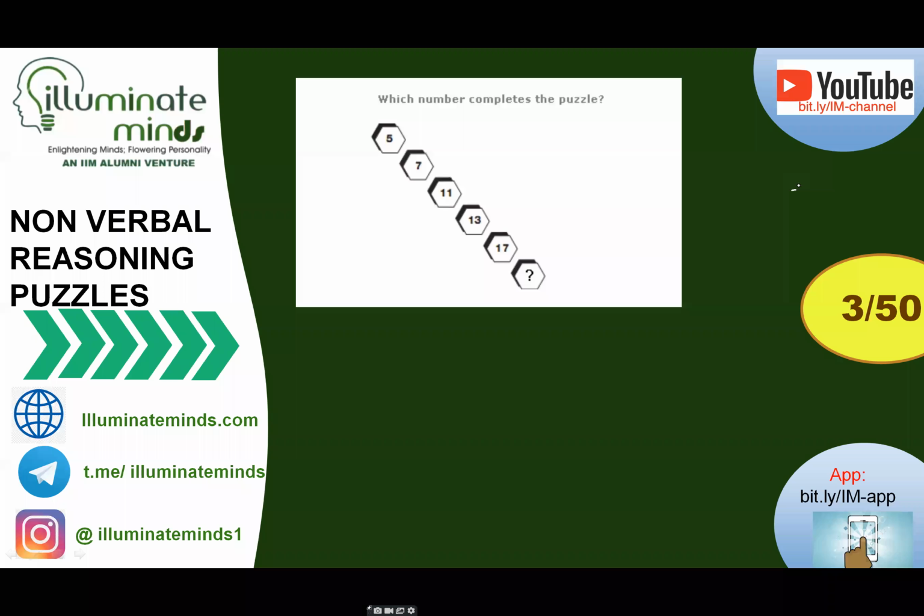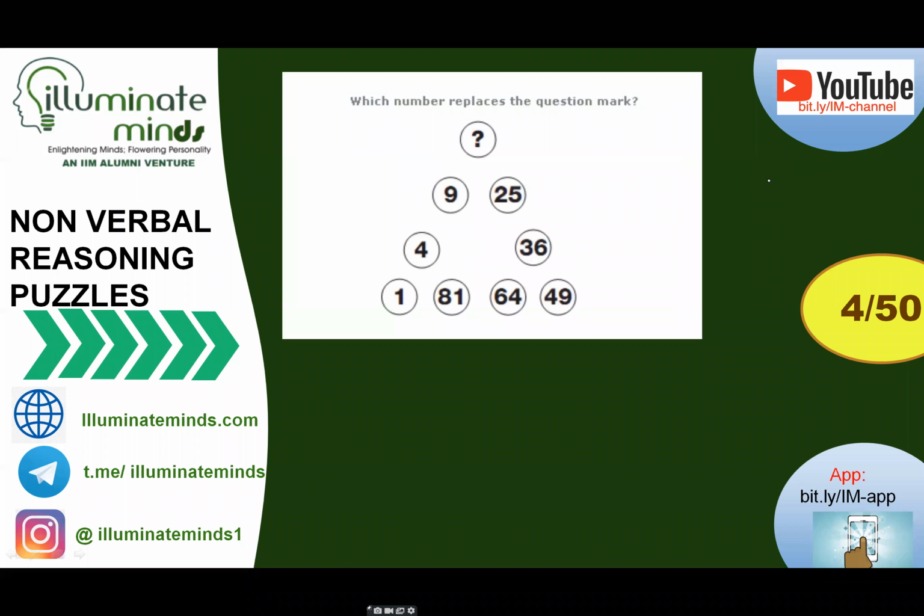This is our question number 3. Which number completes the puzzle? So this seems to be an easy one. 5 is a prime number, 7 is also a prime, 11 prime, 13 prime, 17 prime. So the next number should be 19, which is a prime number. I think there should not be any issue with anyone in this particular question. Okay. So we'll try to solve 50 questions today. So we are at question number 3 at this point of time. Let's move to question number 4.